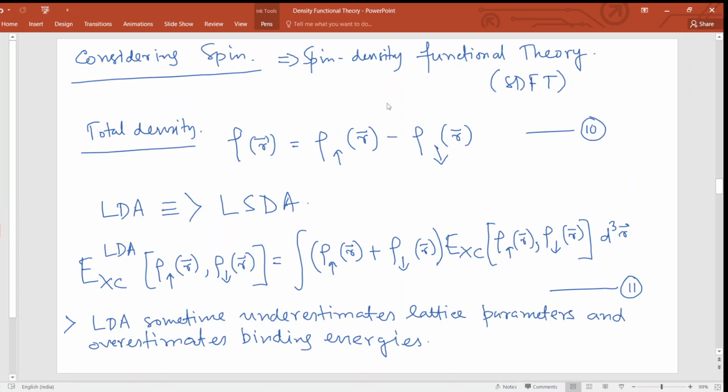So now, if we consider the spin degree of freedom, then this theory we will name spin density functional theory, or SDFT. Here we will have the electron density corresponding to up spins and down spins, so we can define the total density by this expression. We have rho up and rho down, and the LDA theory which we defined earlier will be replaced by LSDA, the local spin density approximation.